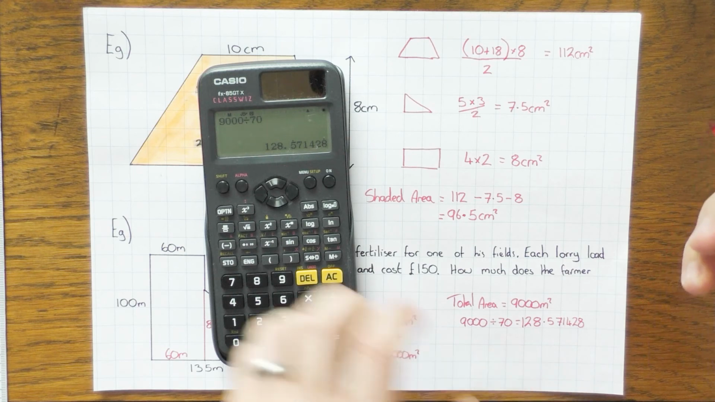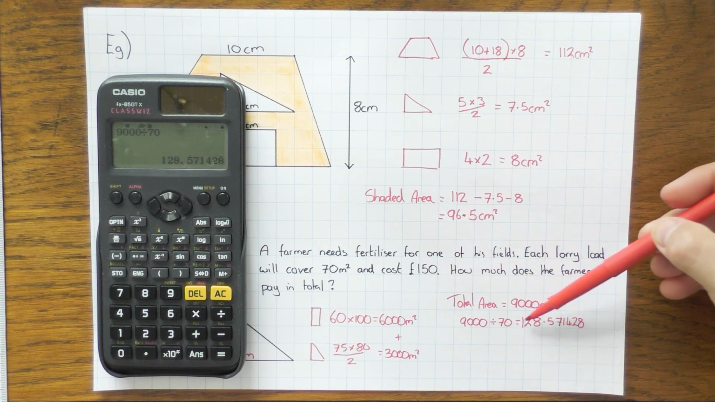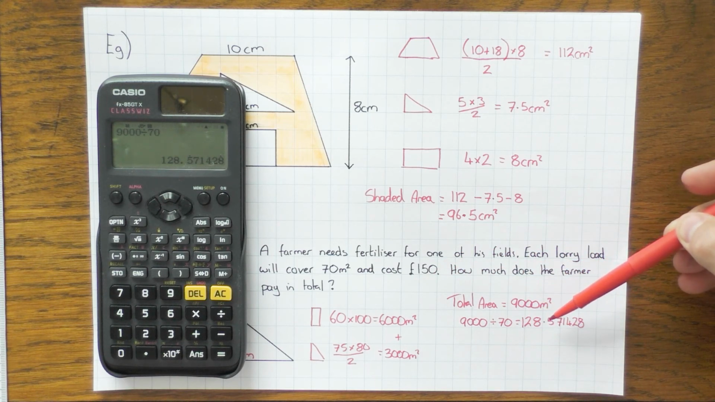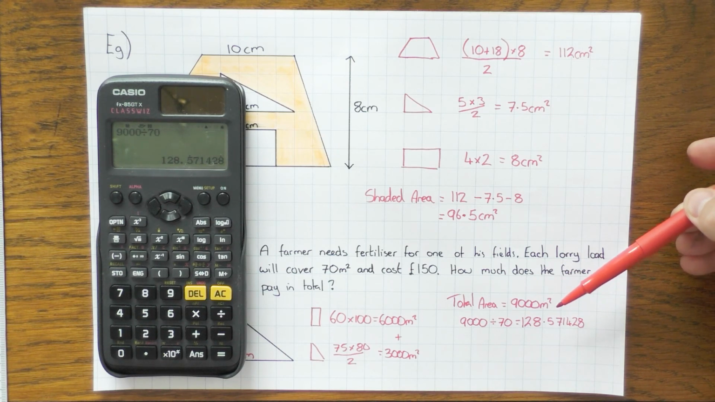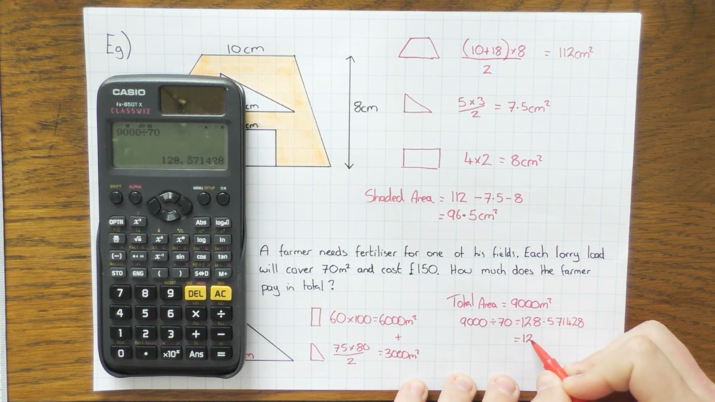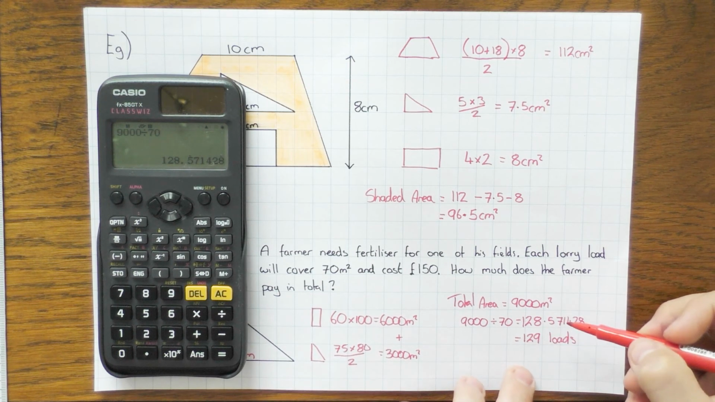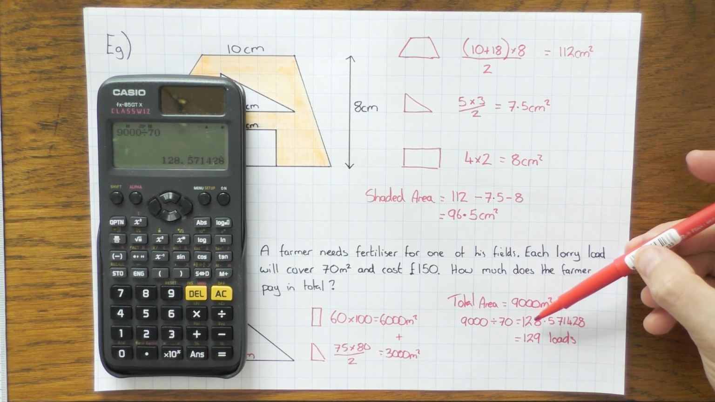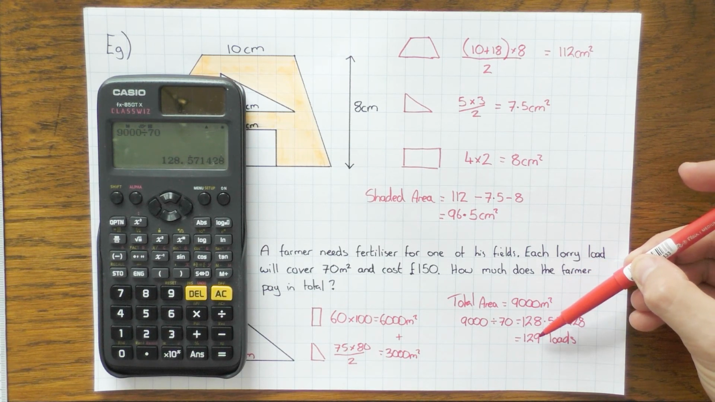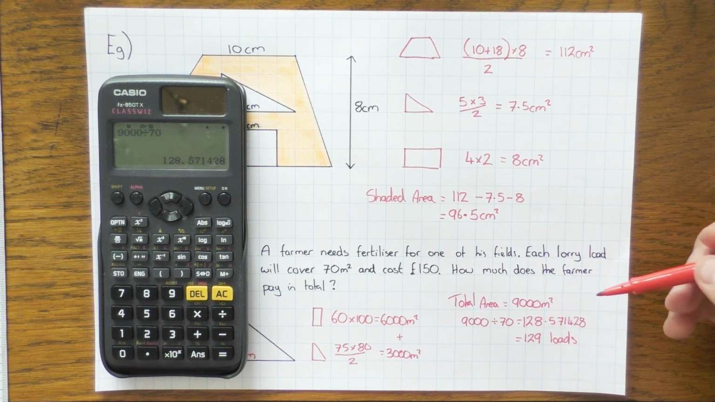128.571428. Now what some people will do is they will take that and they will now times it by 150, because that's how many lorry loads they need. However, you can't have 0.571428 of a lorry load. So what we have to do is round it up to the nearest lorry load, in which case that means I'm going to need 129 lorry loads. Okay, so just be careful with that. Always round that up. Even if it was 128.1, it would still be 129 loads because you still need that amount of fertilizer. So with these types of questions, just be careful. Just make sure you always round it up to the nearest whole number.